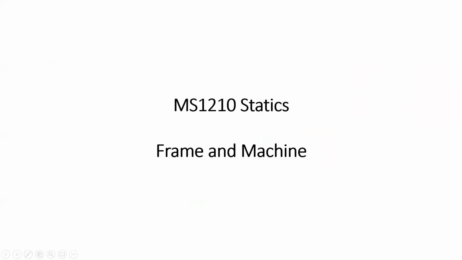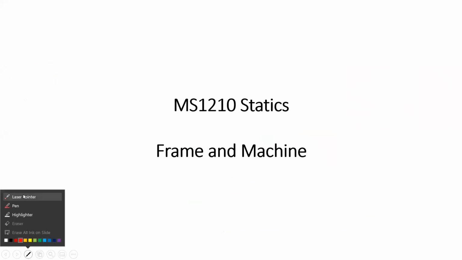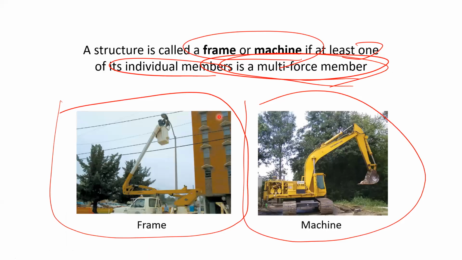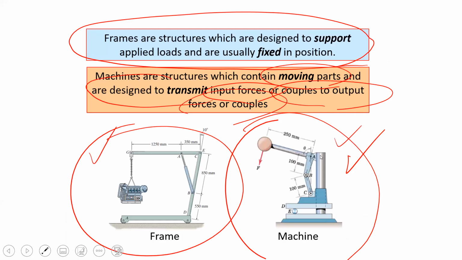Okay, so let's start the discussion on frame and machine. I believe I already gave some kind of introduction on frame and machine. We have a lot of structures in our real world that actually represent a frame and machine, like this. And how do we differentiate between frame and machine?